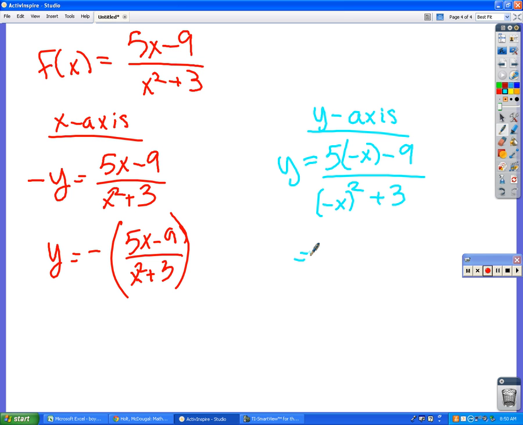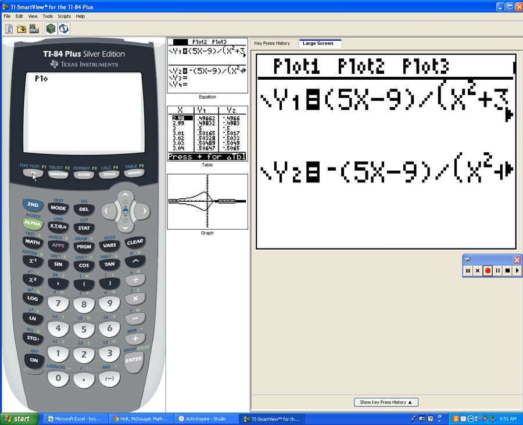So before we look at this graph, let's simplify that a little bit. 5 times negative x is negative 5x minus 9. Negative x quantity squared is going to be just plain old x squared again, plus 3. So that's how that comes out. Since this x term was squared, the negative canceled. So really the only thing that changed was the 5x became a negative 5x. Let's take a look at that graph and make sure that works.